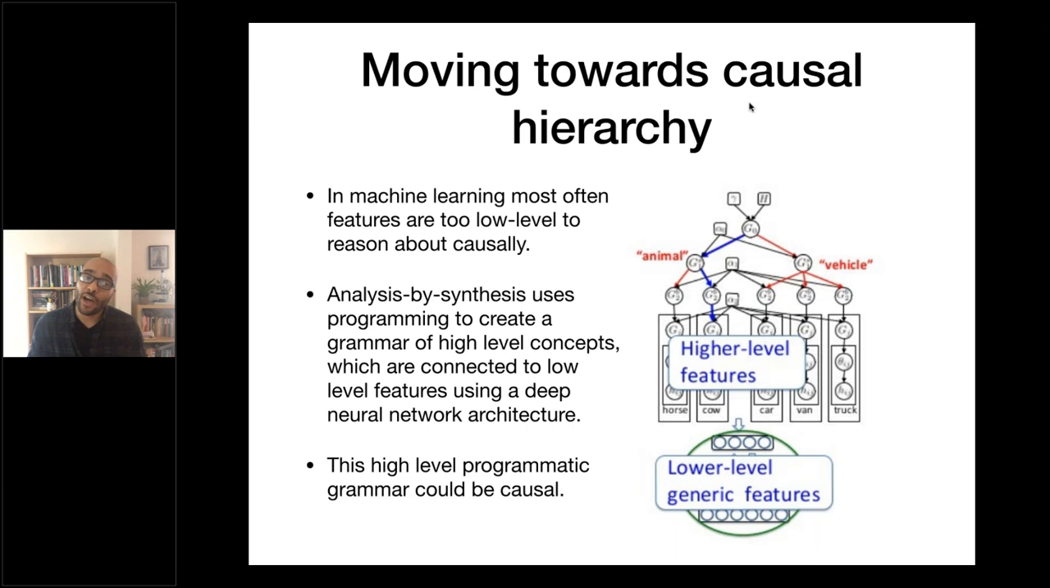There's a technique called analysis by synthesis that's been championed a lot in the probabilistic programming community, where you create a grammar of high level concepts. You generate using that grammar, and then you use a neural network architecture to make the generative part of your model more tuned to actual real world examples. There's no reason why this high-level probabilistic grammar shouldn't be a causal grammar.